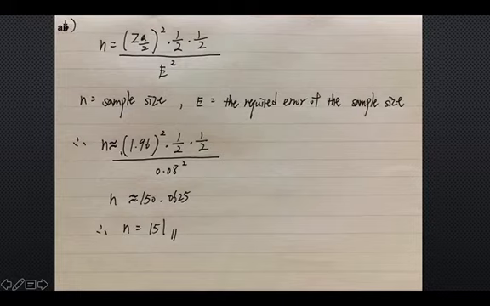n will be estimated as 1.96 squared times 1/2 times 1/2 over 0.08 squared, and n will be estimated as 115. Finally, the sample size will be equal to 151.